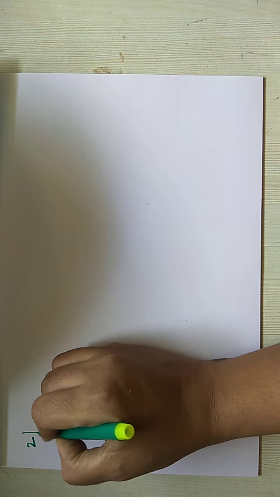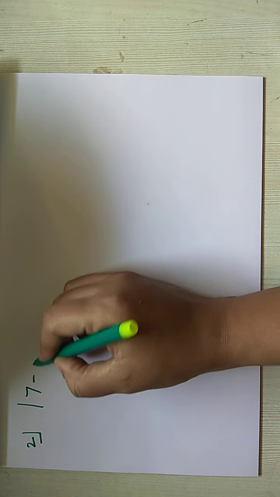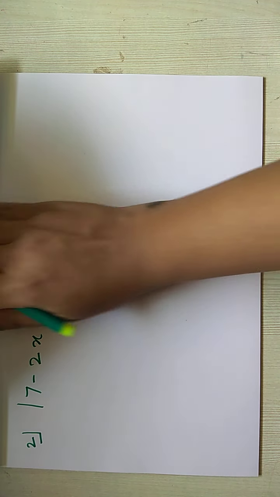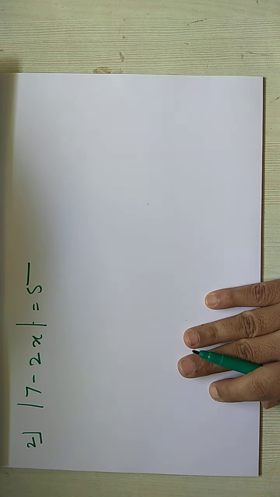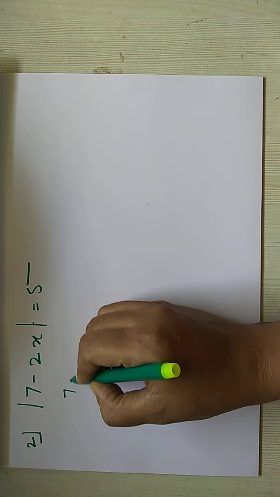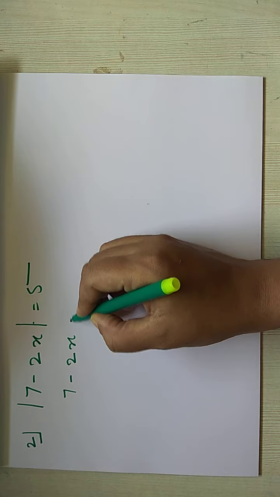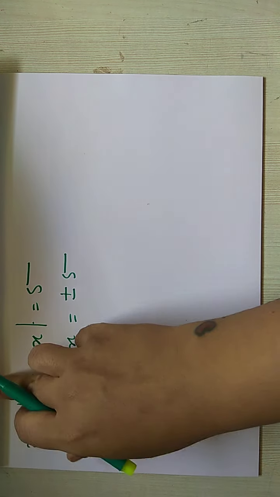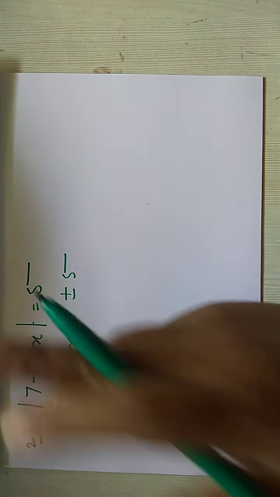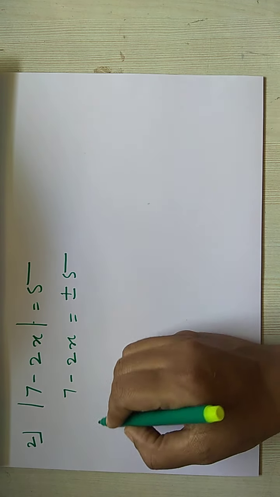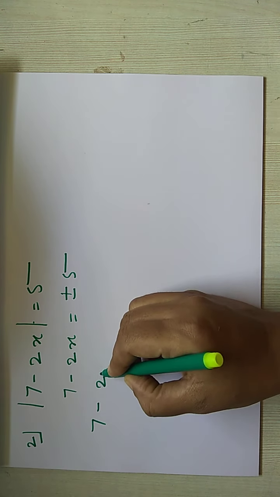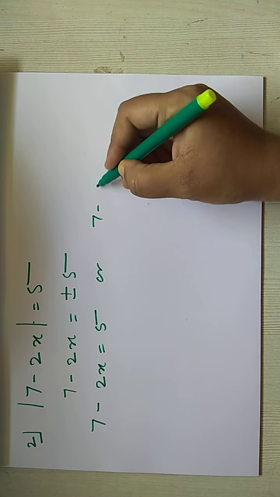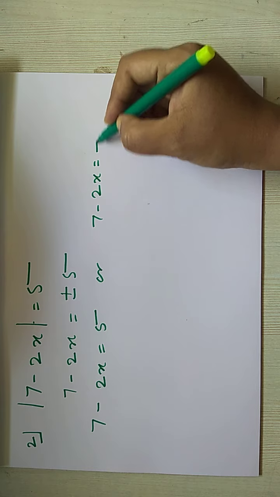Question number 2 is modulus of 7 minus 2x is equal to 5. Let's remove the modulus sign. 7 minus 2x. The moment the modulus sign goes, plus minus comes. Now, we'll solve the plus 5 case separately, and we'll solve the minus 5 case separately, like this.